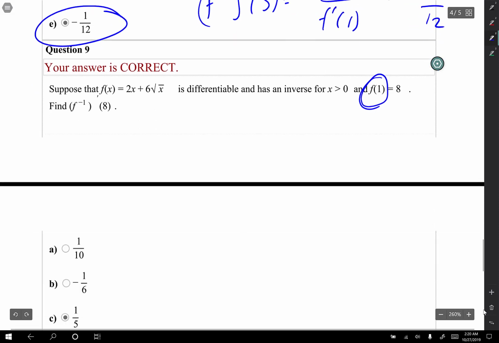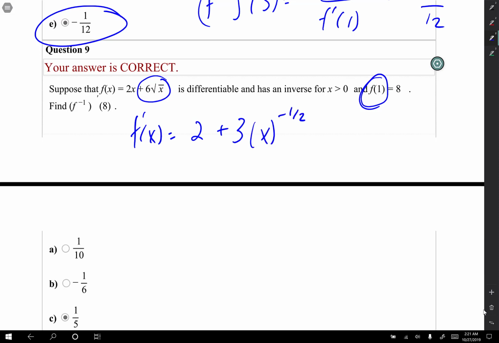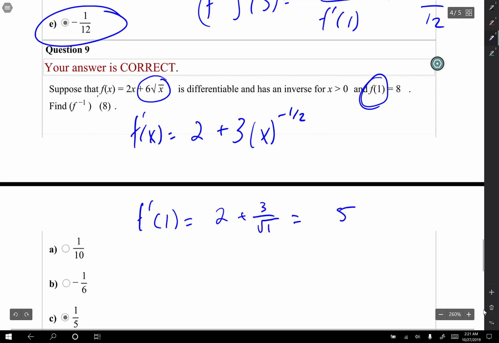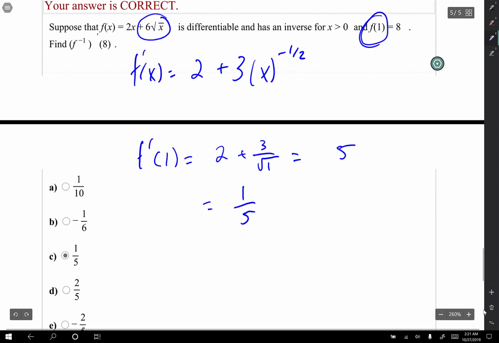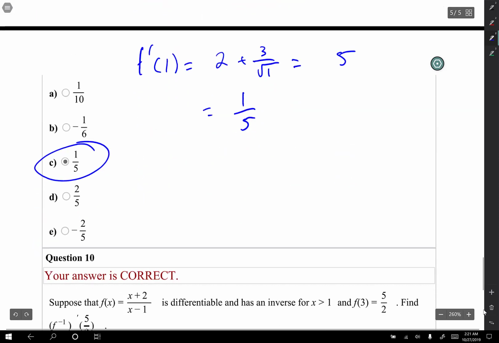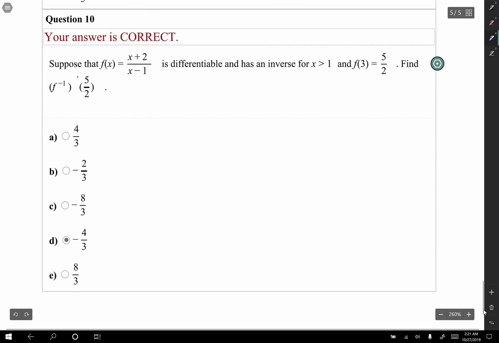So here we go. f prime of x equals 2 plus, this is 6 square root of x, so half of 6 is 3, x to the negative half. And that's everything. I'm going to plug in a 1. f prime of 1 equals 2 plus 3 over square root of 1. So I get 5. So the reciprocal of 5 is just 1/5. Alright, let's go to this last question here.